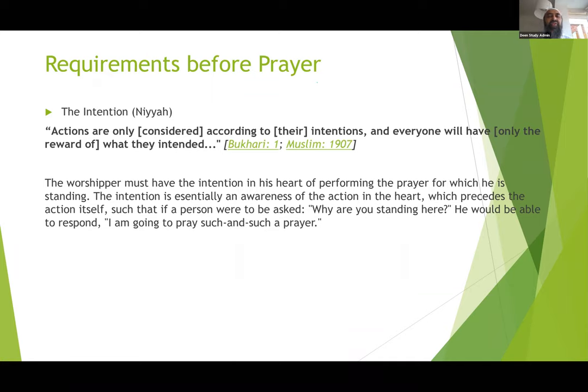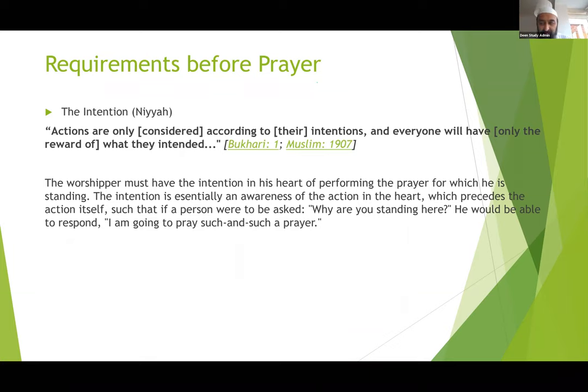So one of the requirements before prayer is that we have the right intention. The explanation is that the worshipper must have the intention in his heart of performing the prayer for which he is standing. The intention is essentially an awareness of the action in the heart, which precedes the action itself. Such as if a person were to be asked, why are you standing? He would say, I'm going to pray such and such a prayer. So he's got to be conscious of why he's standing there.